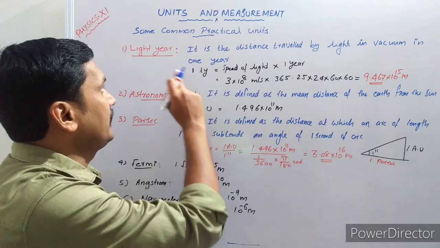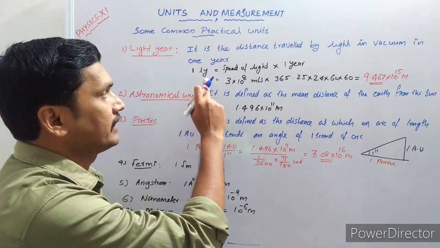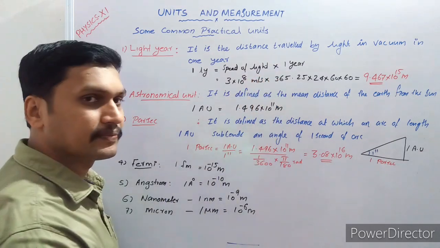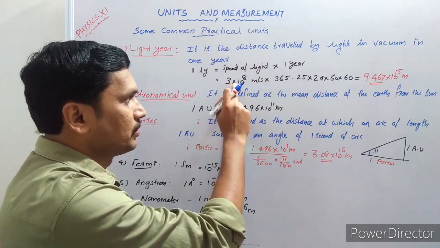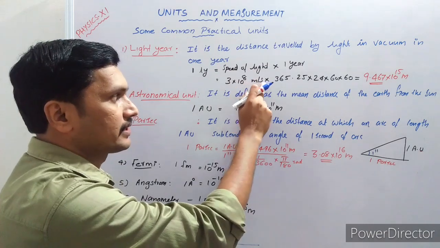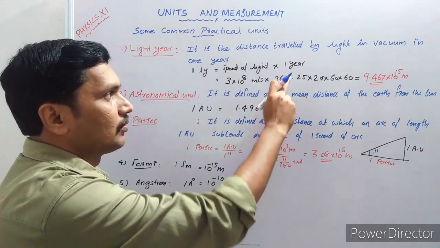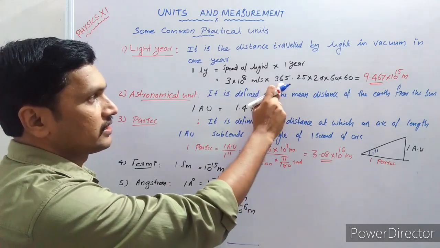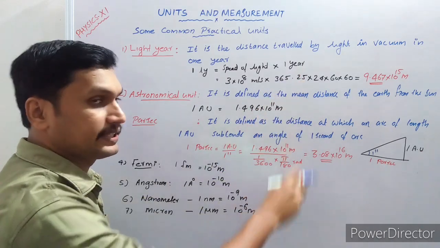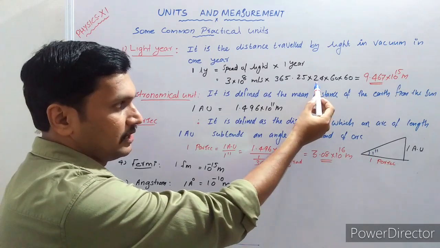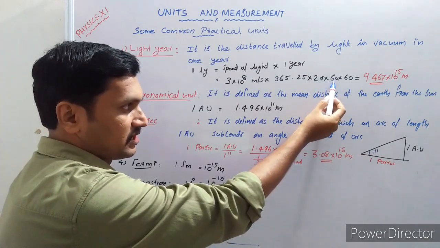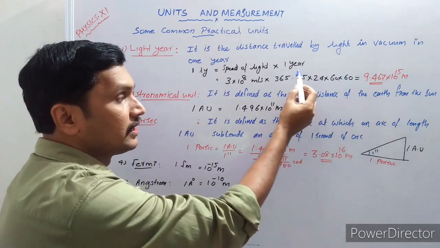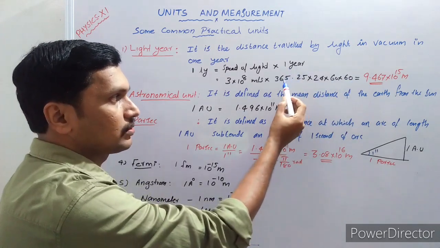When you calculate 1 light year, we get 1 light year is equal to the speed of light into 1 year. The speed is 3 into 10 raised to 8 meter per second into 1 year. Convert 1 year into seconds. So you get 365.25 days into 24 hours into 60, that is, 60 minutes in 1 hour, into 60 seconds. That is how we converted 1 year into seconds.